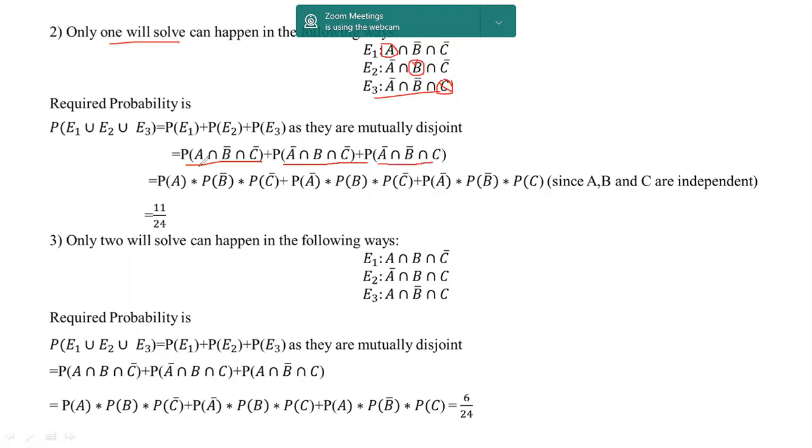Since these are independent events, I am writing the probabilities using the multiplication law. For the first term, probability of A intersection B complement intersection C complement is probability of A into probability of B complement into probability of C complement. Similarly for the remaining two terms. Now we just substitute those probabilities. The probability of A solving is 1 by 2, and for B solving we can take it from the previous slide. B complement and C complement we already calculated.